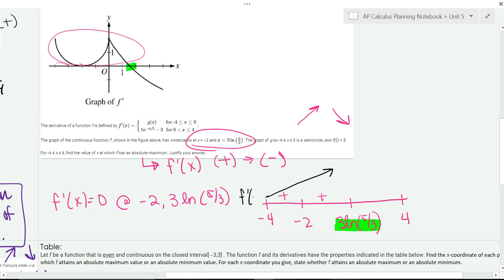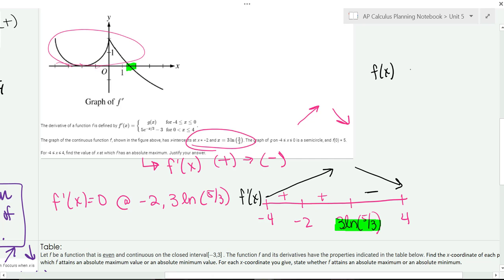So we have f prime of x is positive, then f prime of x is negative, so it goes to decreasing. Because this function keeps on increasing, I don't know what the values are, but I do know that the function keeps on increasing until we get to that 3 natural log of 5/3. I know that that is going to be my absolute maximum.